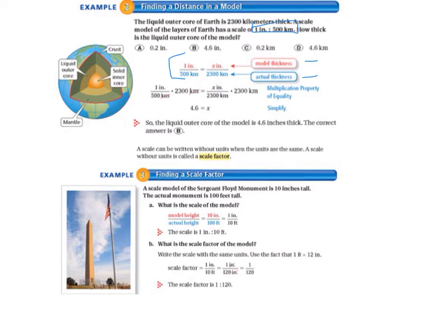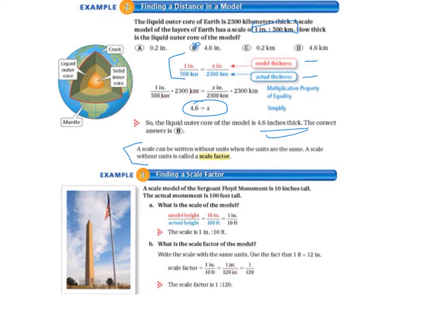So we use, again, the multiplication property of equality, and we cross multiply. When we work all of that out and solve for x, we end up with x equal to 4.6. So the liquid outer core of the model is 4.6 inches thick. A scale can be written without units when the units are the same. A scale without units is called a scale factor. You should already have that in your notes from the last lesson.